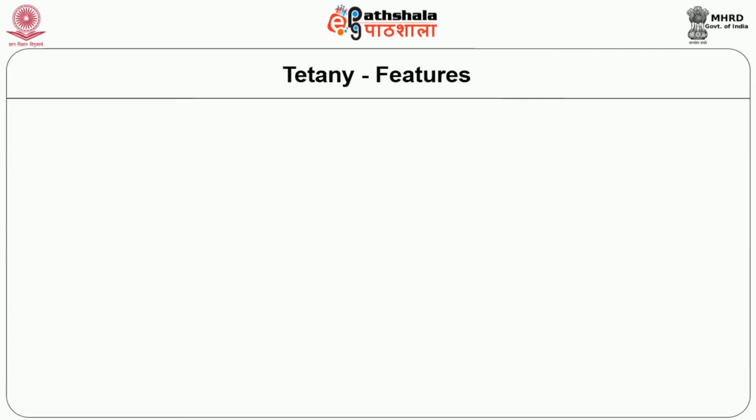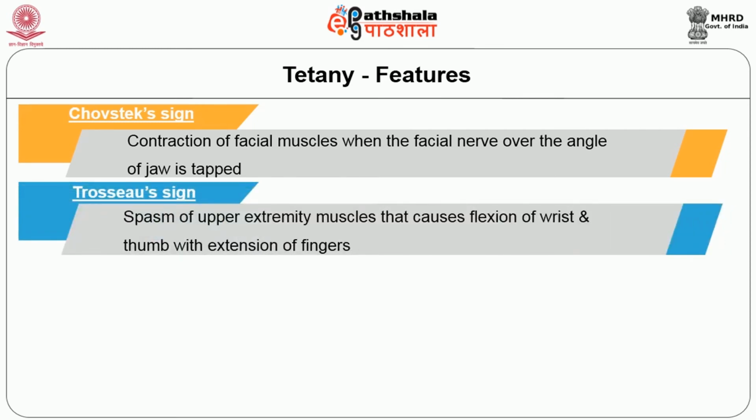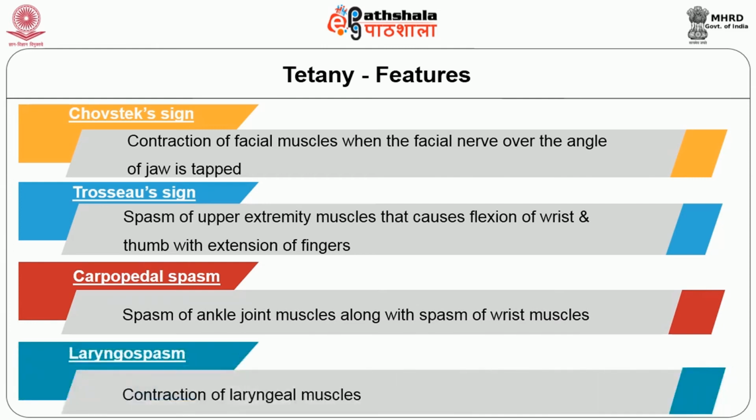When we look at the clinical features of tetany, in Chvostek's sign, the facial muscles contract when the facial nerve is tapped at the angle of the jaw. In Trousseau's sign, the patient has a spasm of upper extremity muscles that causes flexion of the wrist and thumb with extension of the fingers. When a patient has a spasm of ankle joint muscles along with the spasm of wrist muscles, it is called carpopedal spasm. In severe cases, the patient might go into laryngospasm, which ultimately results in asphyxia and death.